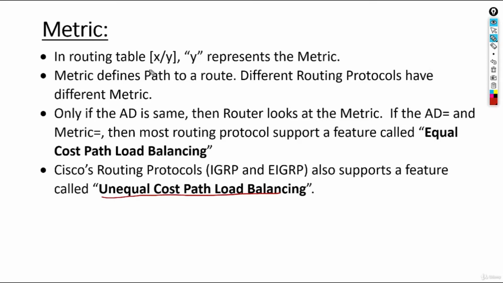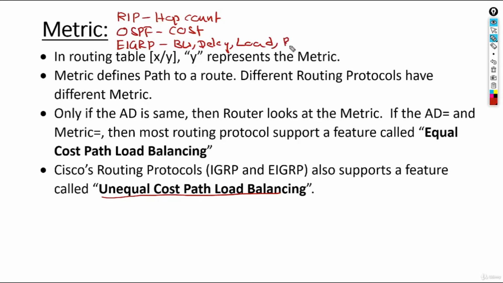I want to give you examples of metric. For RIP, the metric is called hop count. Hop count means how many routers a packet has to pass. For OSPF, the metric is called cost. These are the important things. For EIGRP, there are 5 different metric values: bandwidth, delay, load, reliability and MTU.